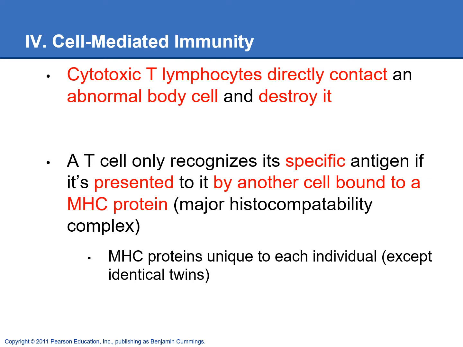And the cytotoxic T lymphocytes are very specific for which antigen they recognize and only respond to a particular one. And the antigen has to be presented to it by another cell on what's called an MHC protein. And everyone has their own unique MHC proteins, except if you have an identical twin.